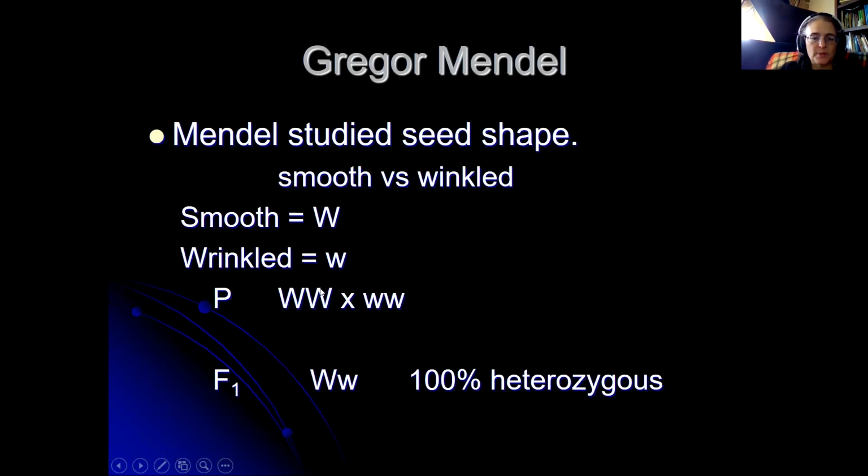This parent can only pass on the dominant allele to its offspring. F1, F stands for filial, means child in Latin. Okay, so this is the first filial generation. This can only pass on the dominant trait. This parent, the homozygous recessive, can only pass on the recessive trait. So all offspring of this mating are going to be heterozygous, 100% heterozygous. Okay, no other possibilities.